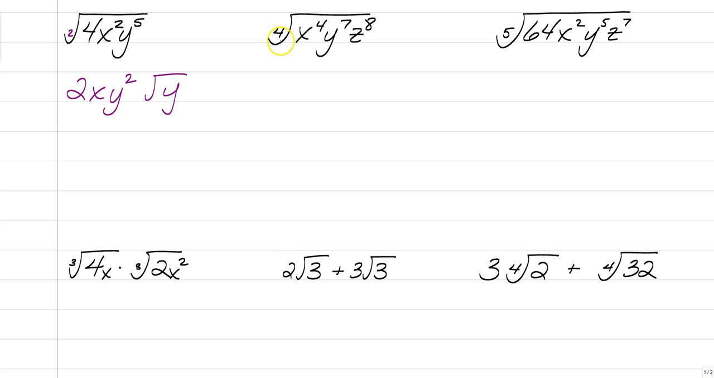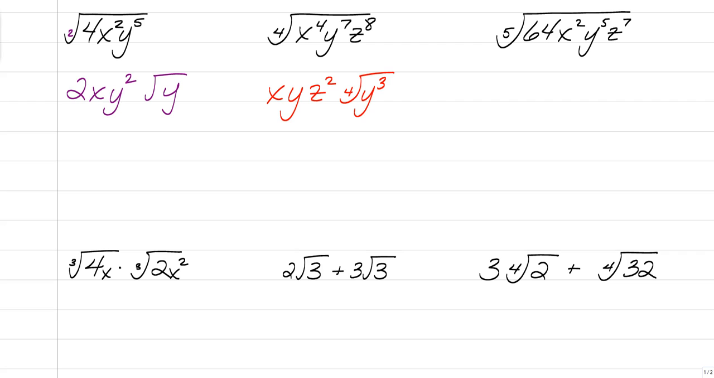Next one. We have 4. 4 divided by 4 is 1. 7 divided by 4 is 1 with 3 remainder. So we have a y outside, and we have a fourth root of y to the third power. 8 divided by 4 is 2 evenly, so we can take out a z squared. Done. When you have a number, still treat a number like a number.